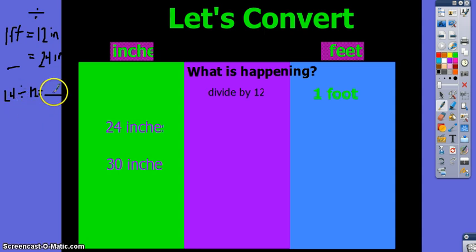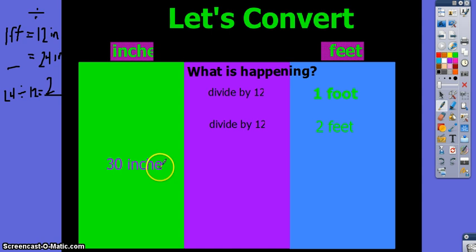Okay, think backwards if you have to. Blank times 12 equals 24. You should get 2. So 24 inches equals 2 feet. Okay, so what did we do? We divided by 12.